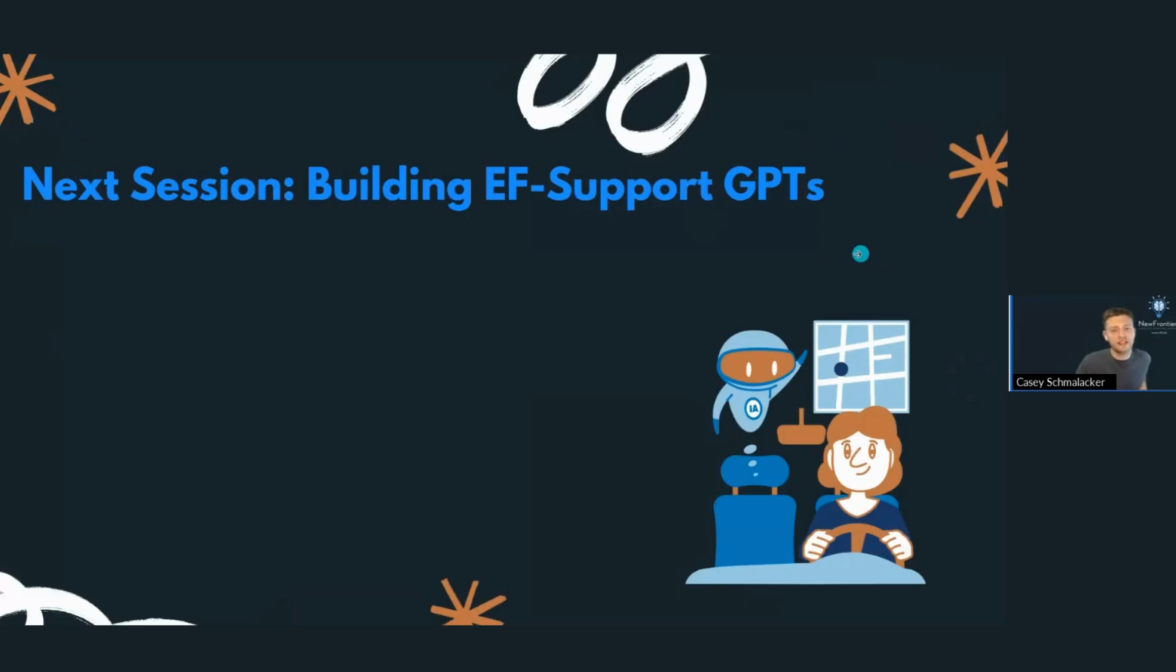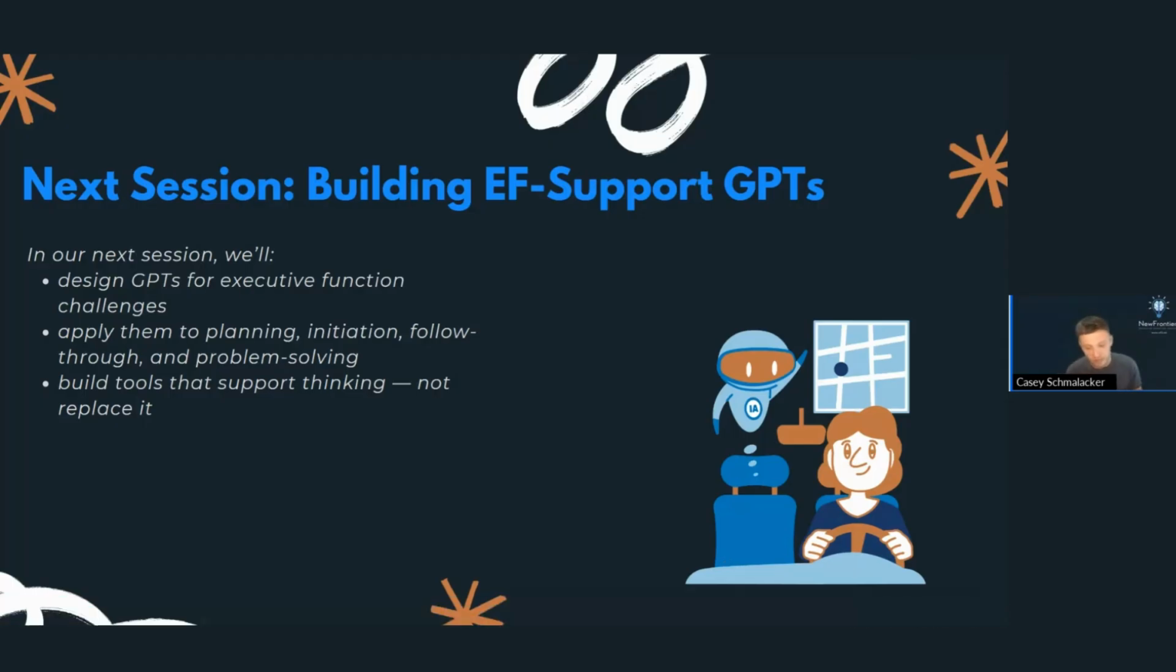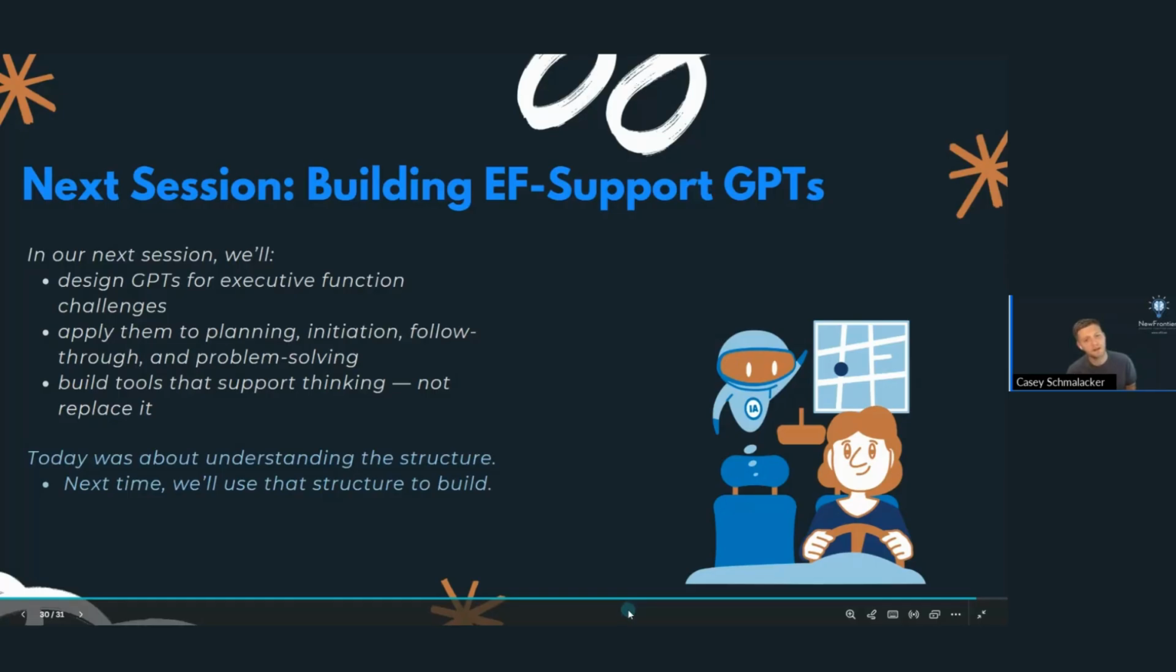So the next session is going to be about building these EF support GPTs and some other applications that we can be using to really set up partners in this. We'll explore designing GPTs for executive function challenges. We'll apply them to things like planning, initiation, follow through, and problem solving, and build tools that support thinking, not replace it. So today was about understanding the structure, and next time we'll use that structure to build.